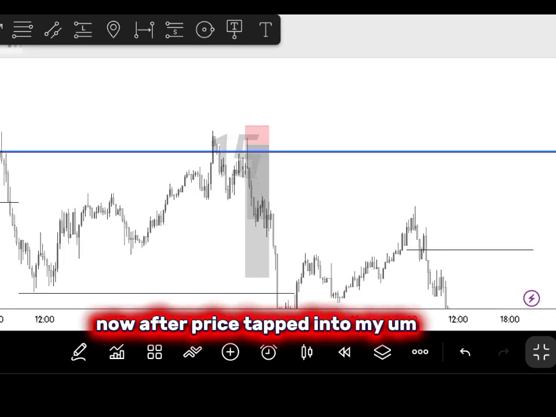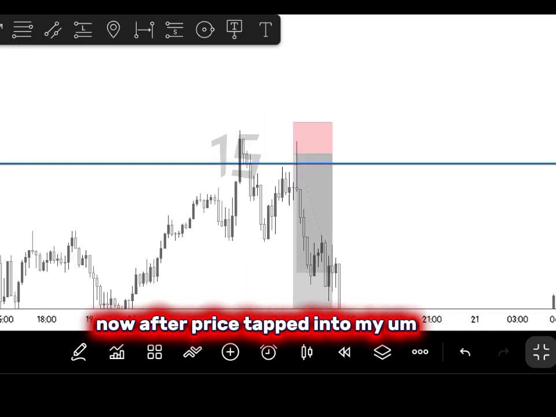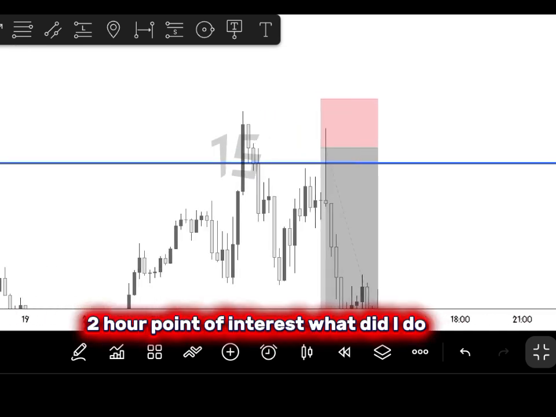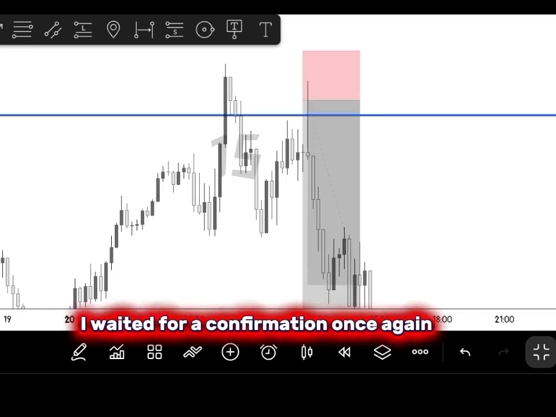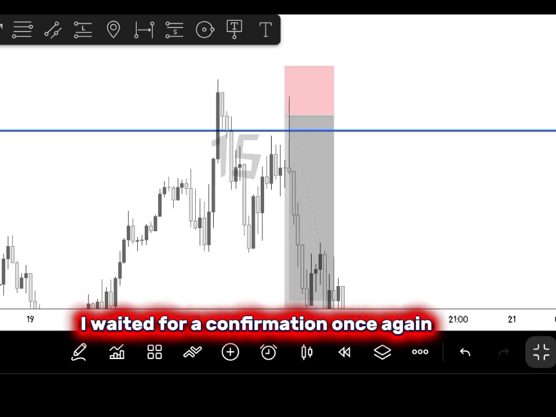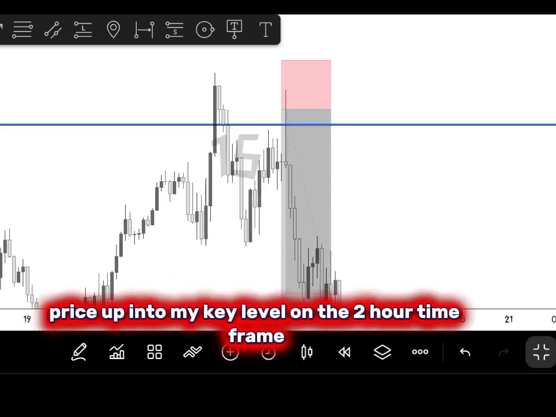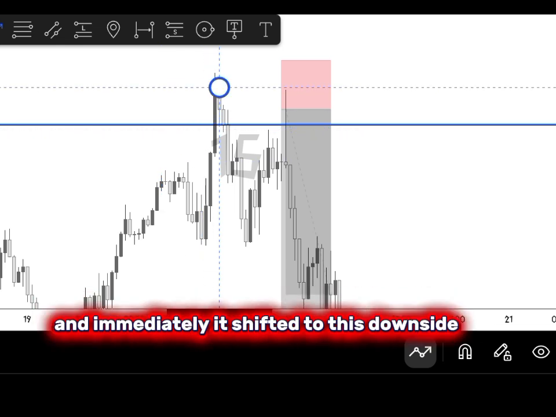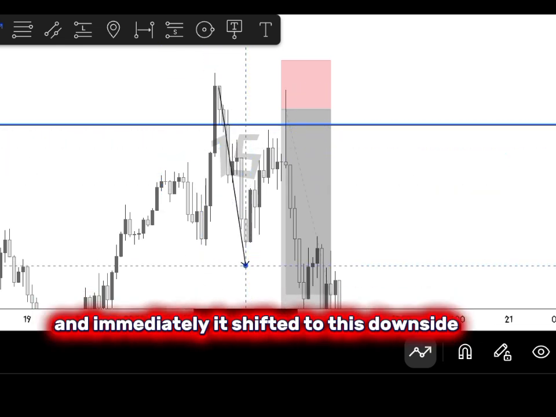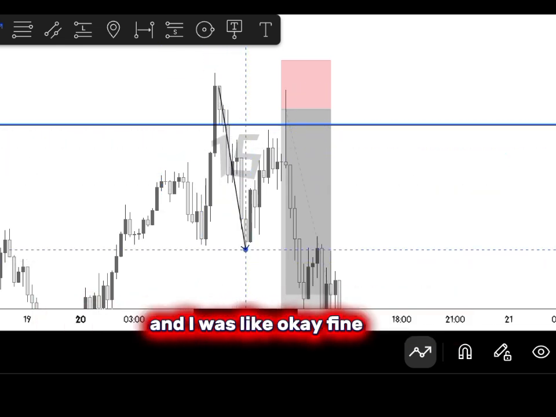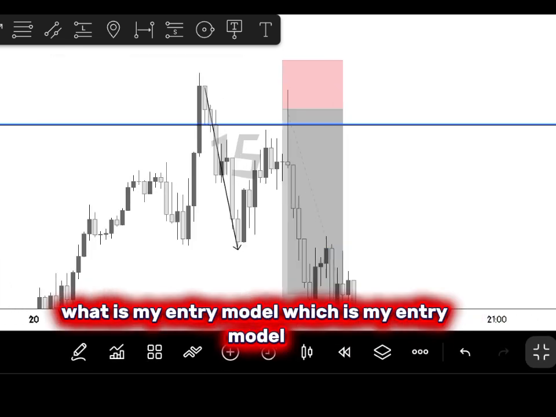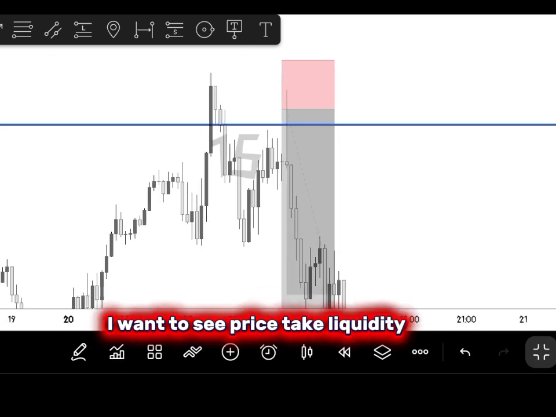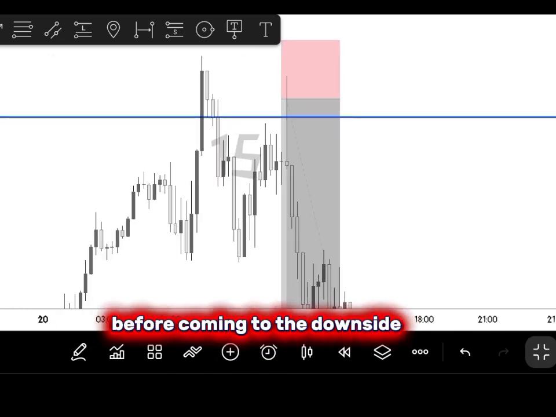Now after price tapped into my 2 hour point of interest, what did I do? I waited for a confirmation once again. As you can see, price tapped into my key level on the 2 hour time frame, which is the blue line, and immediately it shifted to this downside, and I was like, okay fine, what is my entry model? I want to see price take liquidity before coming to the downside.